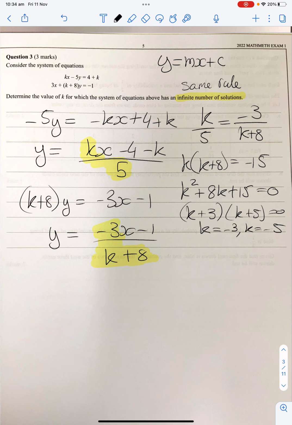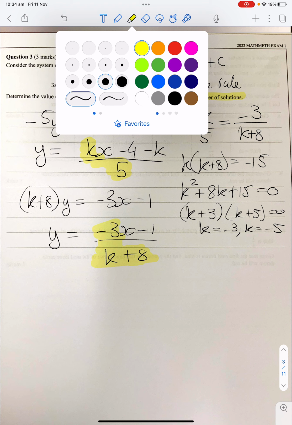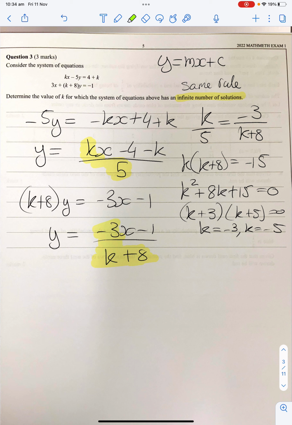Now from here you can substitute these back in to equate the coefficients of the constant, or you can do the same process for the constant. So now we're going to equate coefficients of the constant here and here.